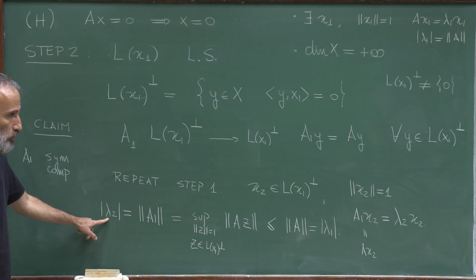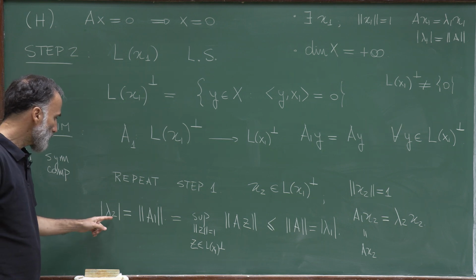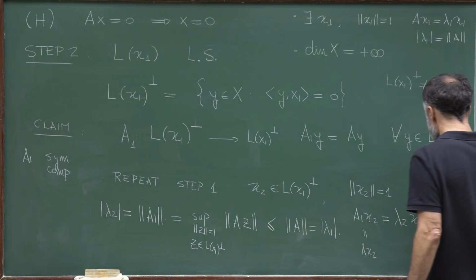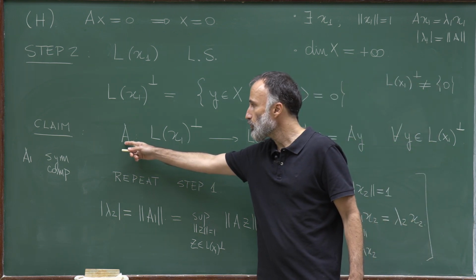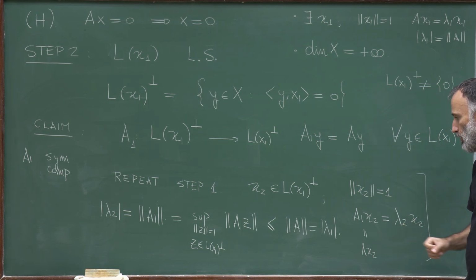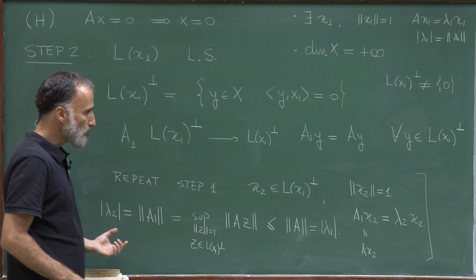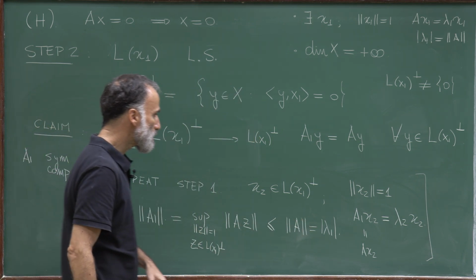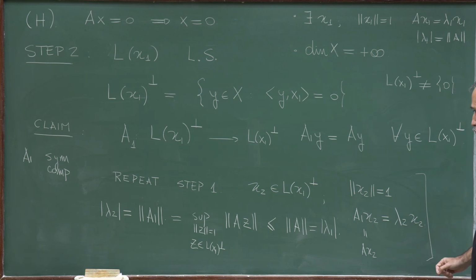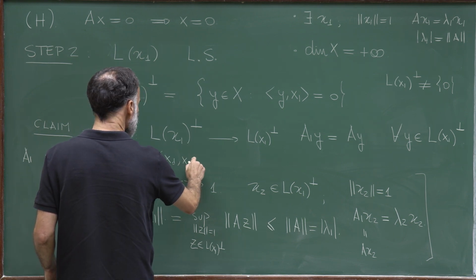So this second eigenvalue which we found, lambda 2, the eigenvalue associated to x2, has the property that it is bounded by the first one. So in conclusion, by applying step 1 to the operator A1, we can find a new eigenfunction, which I'm calling x2, which has norm equal to 1, and whose eigenvalue has absolute value bounded by lambda 1. And the last property which I want to mention is that x2 belongs to Lx1 perp, which means that x2 and x1 are orthogonal.